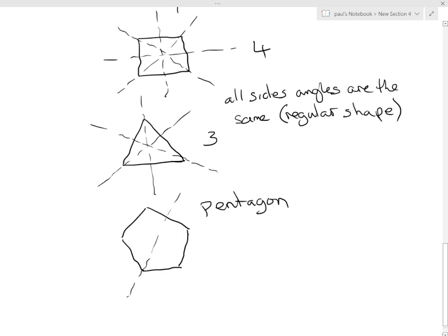we'd have 1, 2, 3, 4, 5. 5 lines of symmetry, and so on and so forth.